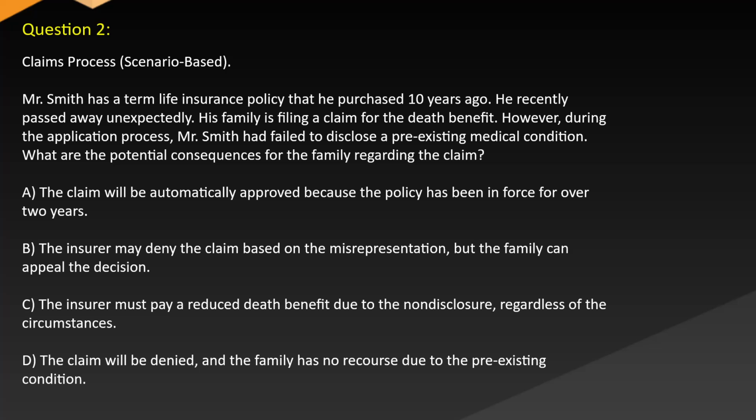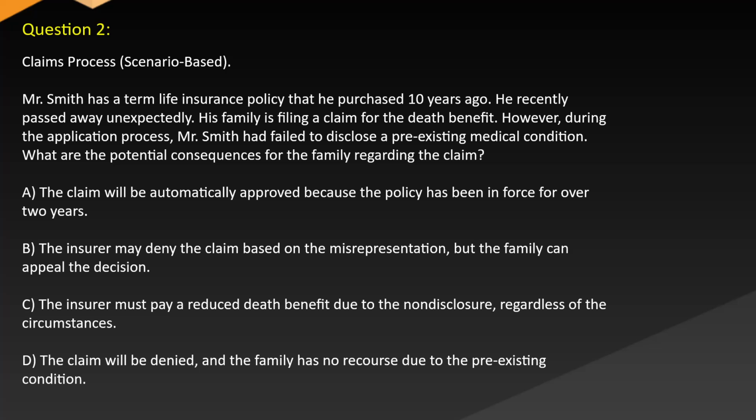Question 2. Claims process, scenario based. Mr. Smith has a term life insurance policy that he purchased 10 years ago. He recently passed away unexpectedly. His family is filing a claim for the death benefit. However, during the application process, Mr. Smith had failed to disclose a pre-existing medical condition. What are the potential consequences for the family regarding the claim?